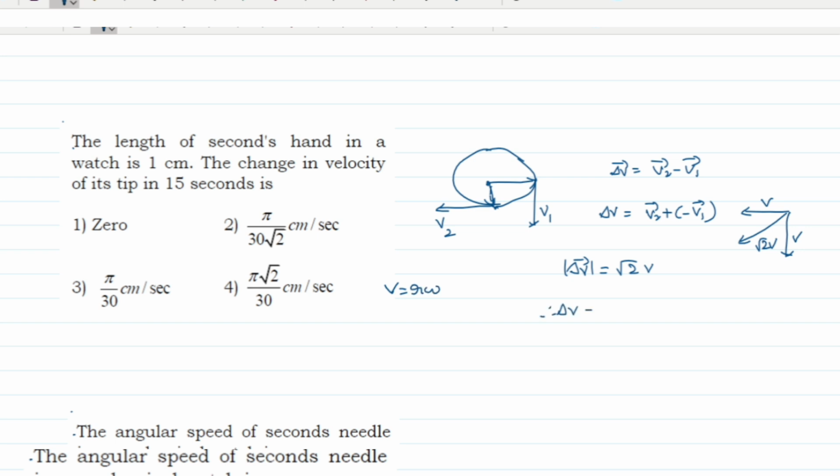For delta v, which will be equal to root 2 into v, in the sense r into omega, you can take. Here it is root 2 into radius, which is given as 1 centimeter. The answer is given in centimeters, so you need not convert the unit, students. So this is 1 centimeter, L1 you can take. Omega in the sense here you can take as 2 pi by time period, for one complete rotation 60 seconds is the total time period. So 2 into 30 times, you will be getting the change in velocity as pi into root 2 by 30. This is in centimeter per second.